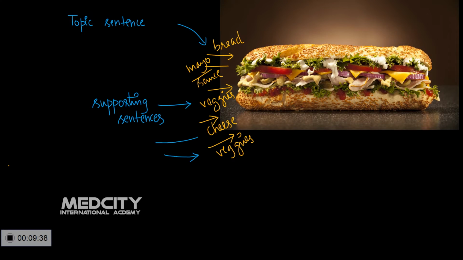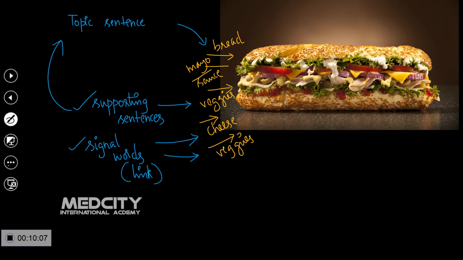Well, the cheese, the mayo and the sauce are nothing else but signal words, or words that will help you link or connect different ideas together. So only if you have a good mix of signal words and supporting sentences will your topic sentence also make sense. Now remember, the topic sentence that we have is the main idea of the paragraph.